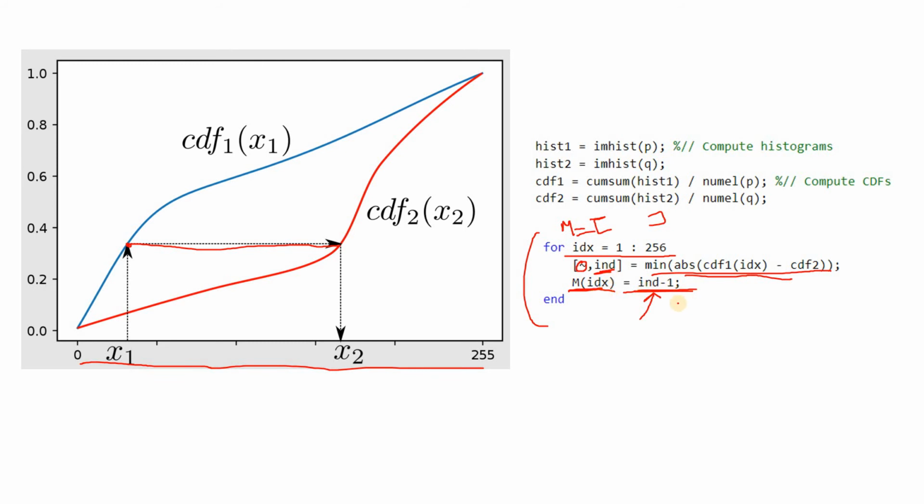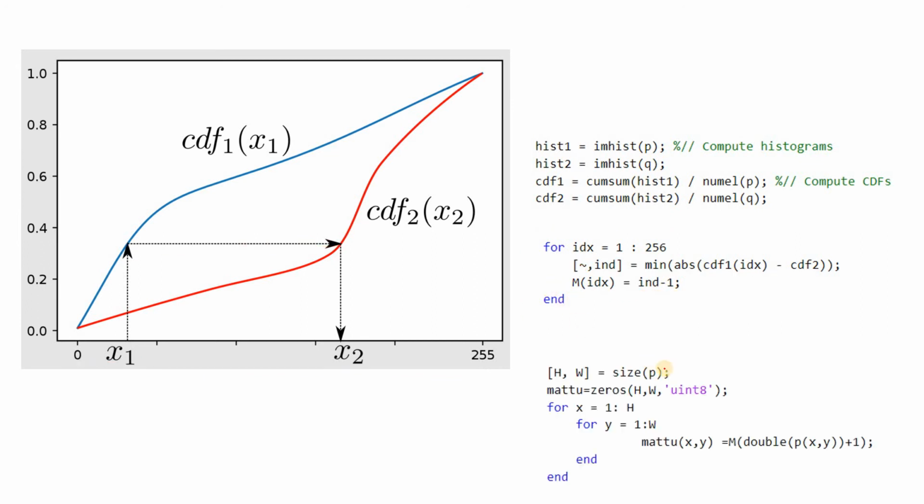Okay, right? So once the mapping is done, what we have to do, we create one zero matrix to store our output image. We calculate the size of our input image and iterate using two for loops. This is our output image, mattu of xy. For each pixel, we have to find out the mapped version. So M is storing the mapping, which pixel intensity should be mapped to what. Okay, so double of p of xy. What is this? This is basically picking up one particular pixel intensity from my input image.